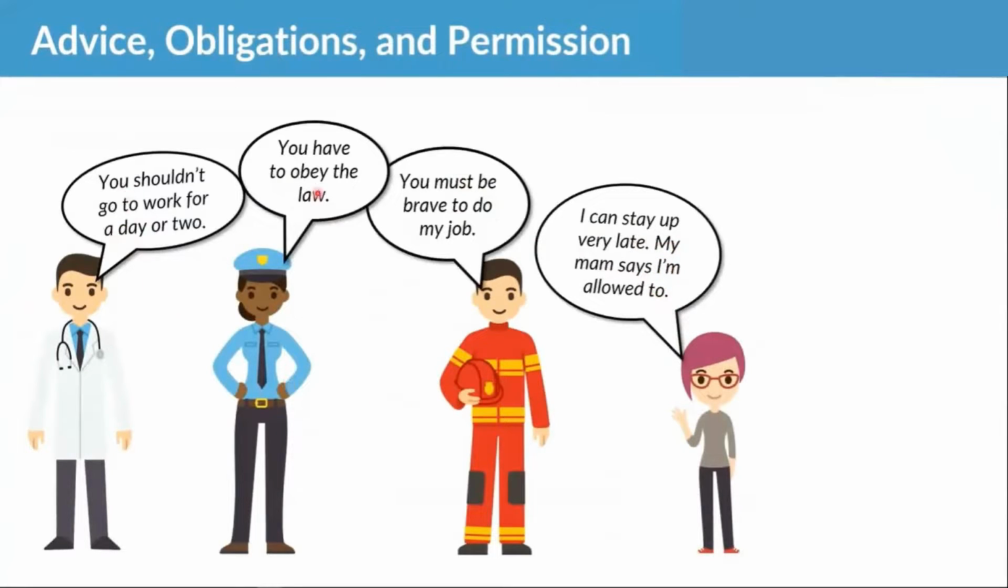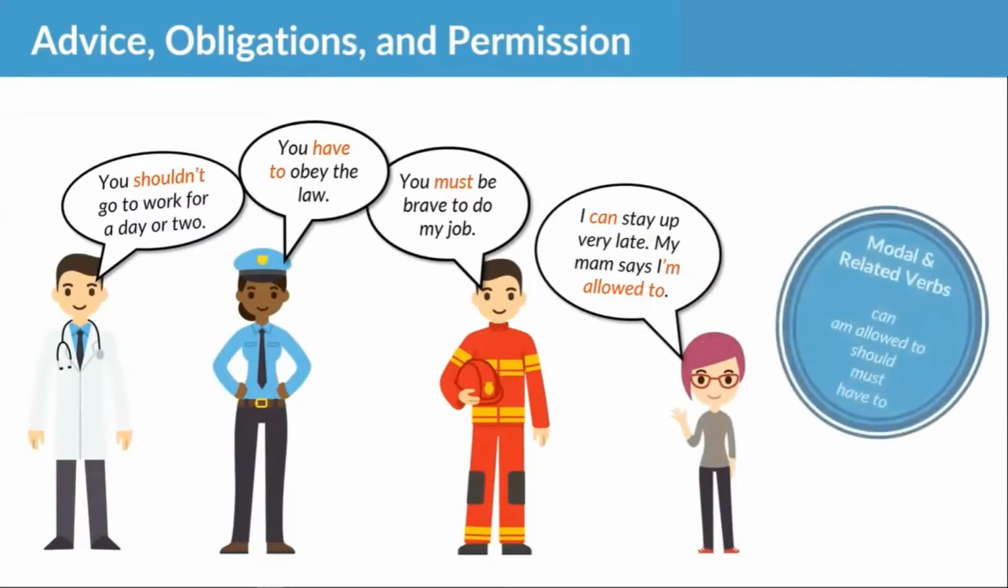Now, what words here are showing advice, obligations, or permission? What do we think, guys? So what words in these sentences are showing either of these, advice, obligations, or permission? Okay, I see Nagla says shouldn't, Kerry says have to, Bozika says must, exactly. Lots of good answers. Must, have to, shouldn't, exactly. Can, brilliant work, guys. So here we can see shouldn't, have to, must, can, allowed to.